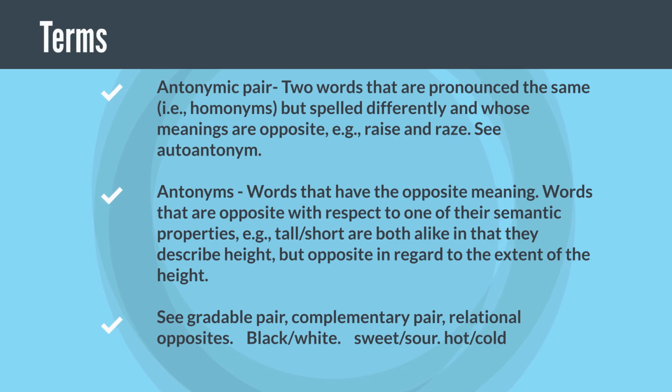Antonymic pair, two words that are pronounced the same, i.e., homonyms, but spelled differently and whose meanings are opposite. Example, raise and raise. See autoantonym. Antonyms, words that have the opposite meaning. Words that are opposite with respect to one of their semantic properties. Example, tall/short are both alike in that they describe height, but opposite in regard to the extent of the height. See gradable pair, complementary pair, relational opposites.